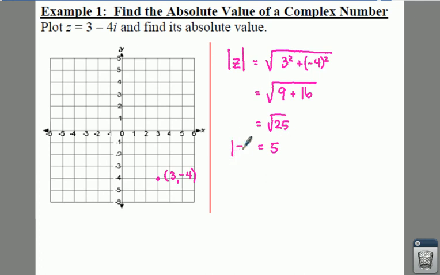Now what that means is this point is a distance of 5 from your origin. So if you were to draw a line from your origin down to your point, that would be a distance of 5. And that's how you're going to plot a complex number and find its absolute value.